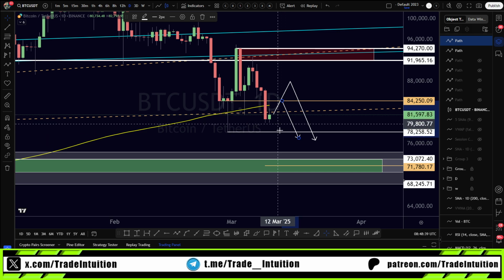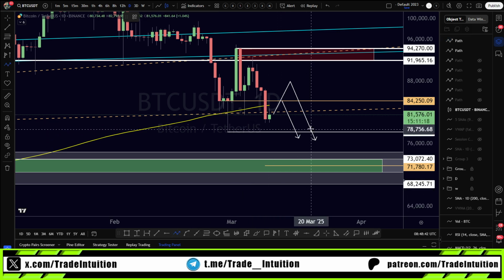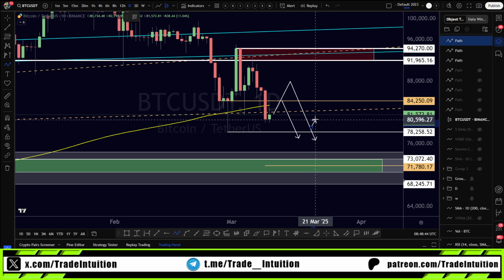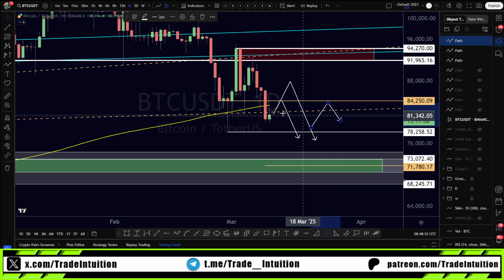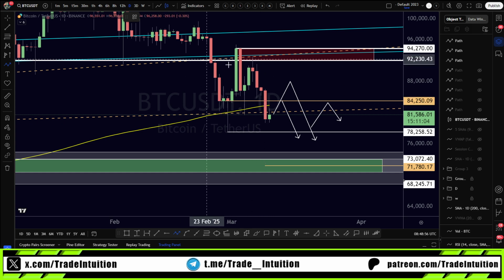I really don't think that we're going to get a bounce here. If we do, we may get this bounce to come down. And all we're doing is level by level. That's extremely important. The macro is very bearish.